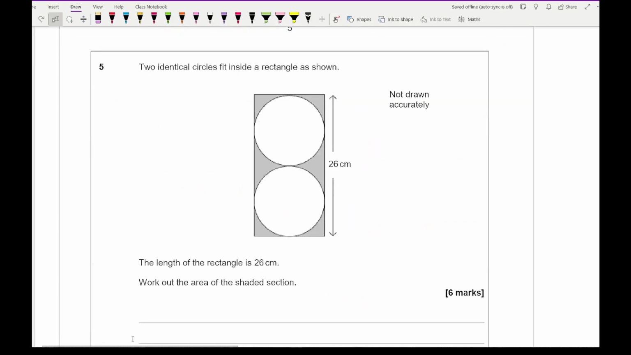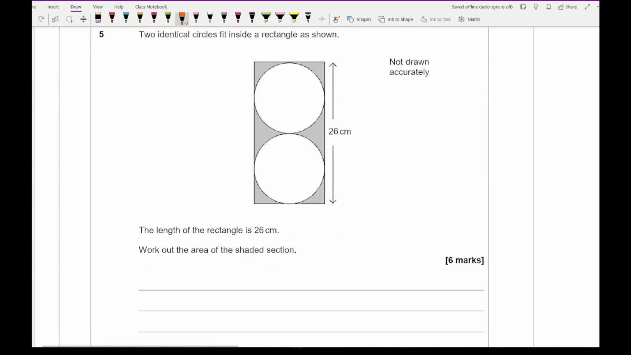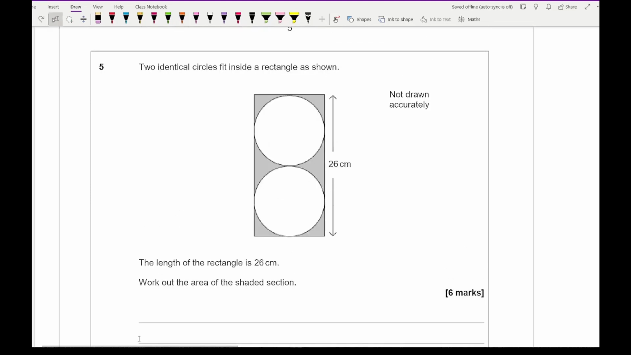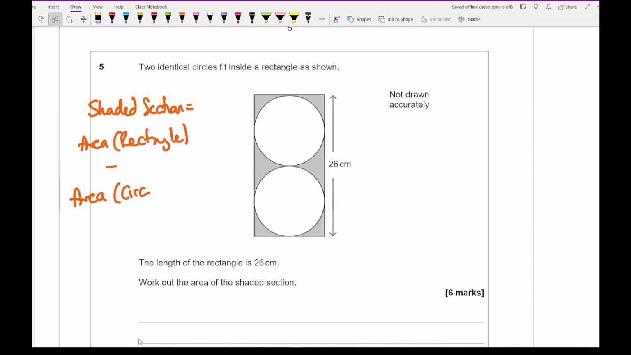Moving on to question 5, it says 2 identical circles fit inside a rectangle as shown. The length of the rectangle is 26 centimeters. Work out the area of the shaded section. So for this, the shaded section is equal to the area of the rectangle minus the area of the circles times 2.